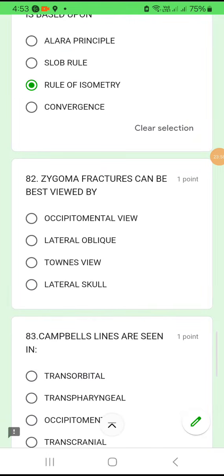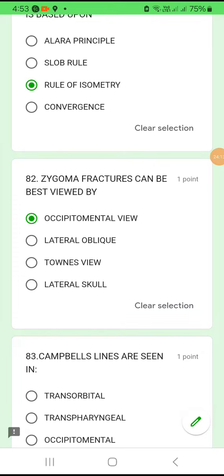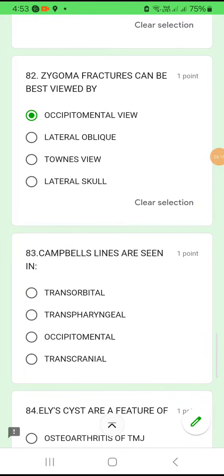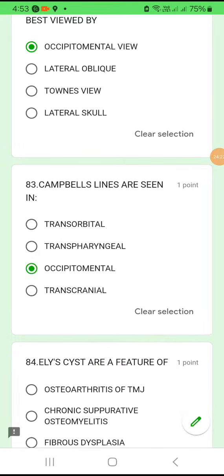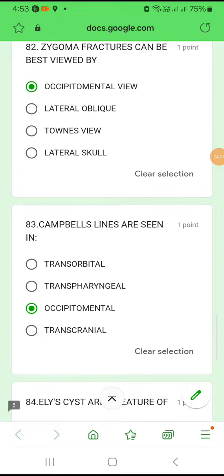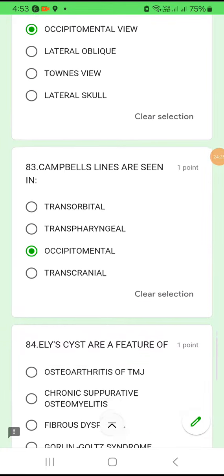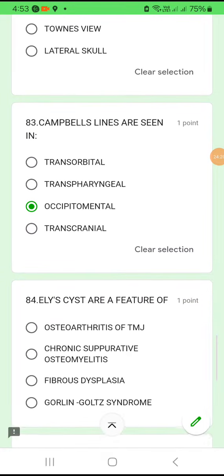Question number 82. Zygoma fractures can be best viewed by which technique? Okay, to view a zygoma fracture, you have to use an occipito-mental view or lateral oblique view or Townes view or lateral skull view. You have to use an occipito-mental view to see a zygoma fracture. Campbell's lines are also seen in occipito-mental only. So, same answer for both the questions. Okay. A zygoma fracture is seen in occipito-mental view and Campbell's lines are also best seen in occipito-mental view only.